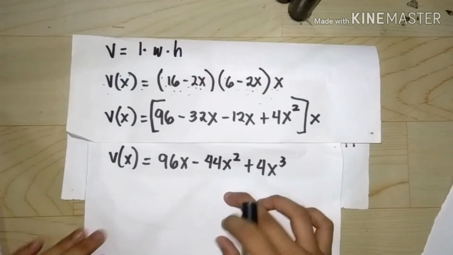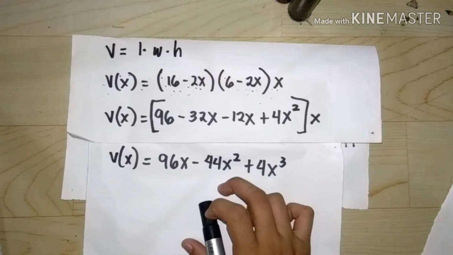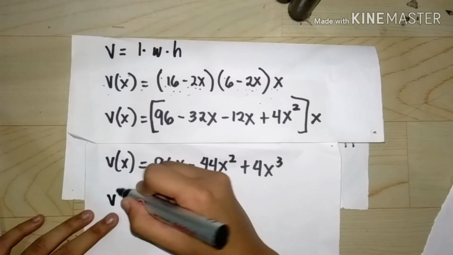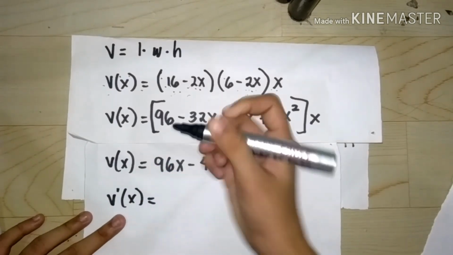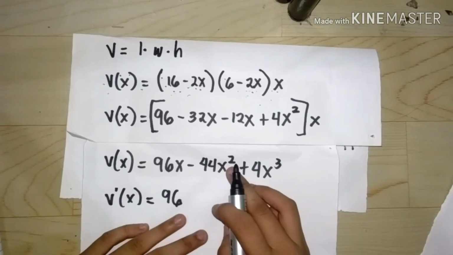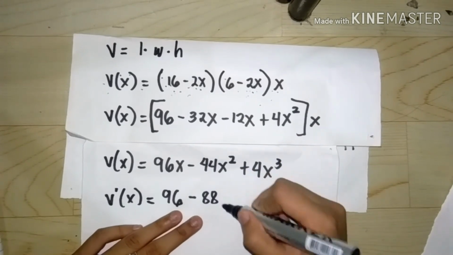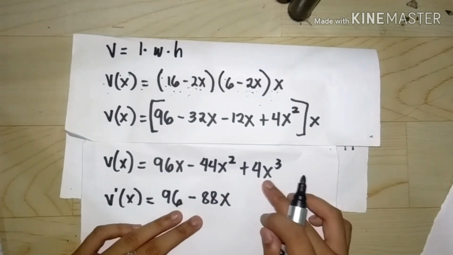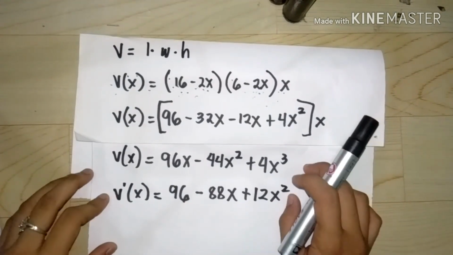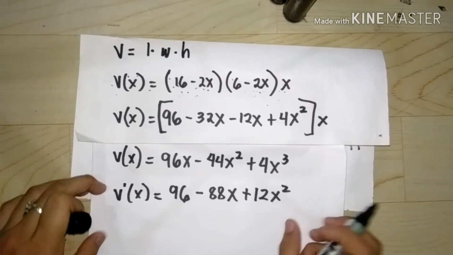Alright, I'm starting to feel pretty good. I've got my function, so next we're going to differentiate it. The 96x becomes 96, the negative 44x squared becomes negative 88x, and the positive 4x cubed becomes positive 12x squared.